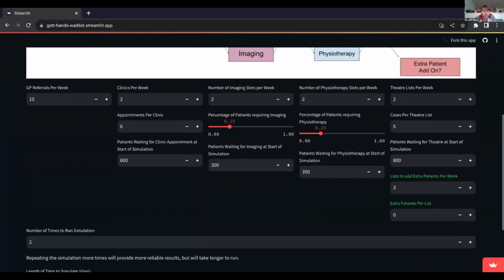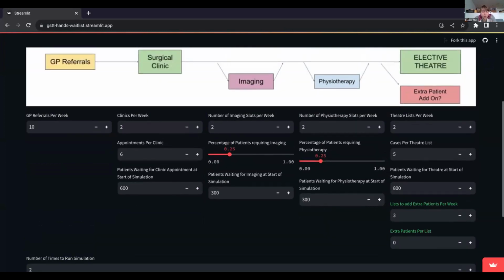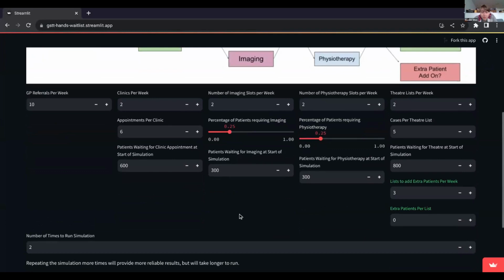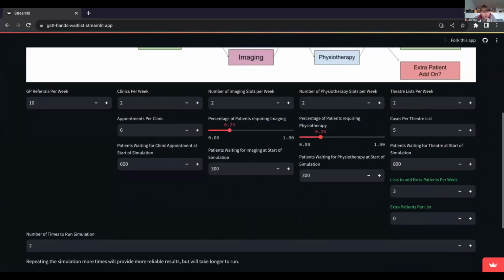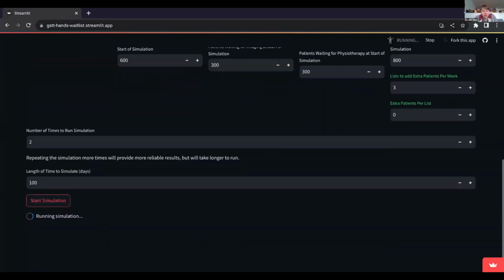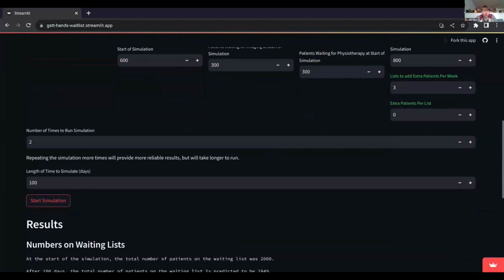You can put in the number of clinics, the number of imaging slots, the number of appointments per clinic. And this model actually pre-populates each queue before you start. Now, another way of doing that is to just start with all the queues empty and then run it for a period of time and let them fill up. But we chose to pre-populate them based on the patients that we knew were waiting in those queues. So you can just press the button here, and it does take just a minute, but then it will generate the results. And it's very easy as well using Streamlit to generate really nice graphs that are very easily understandable to demonstrate the results of each one of your simulations.